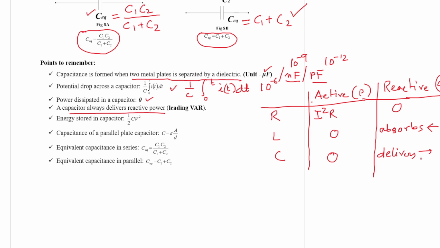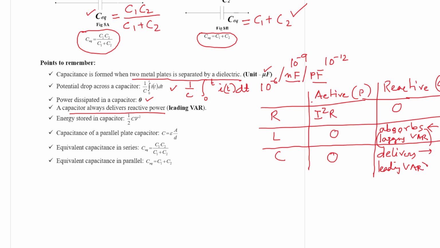It always delivers. So due to this reason, absorption is sometimes called lagging var, as we have seen in case of an inductor. In case of a capacitor, it is called leading var. So an inductor always absorbs, however capacitors always deliver reactive power.